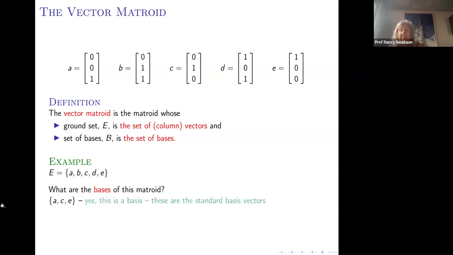So yes, it's a basis. These are the standard basis vectors. And we know from looking at this that we're going to have bases of size 3, or having found one, we know that all the bases will have size 3. What about ABC? Rihanna says no. I agree with that. That's a linearly dependent set of vectors.